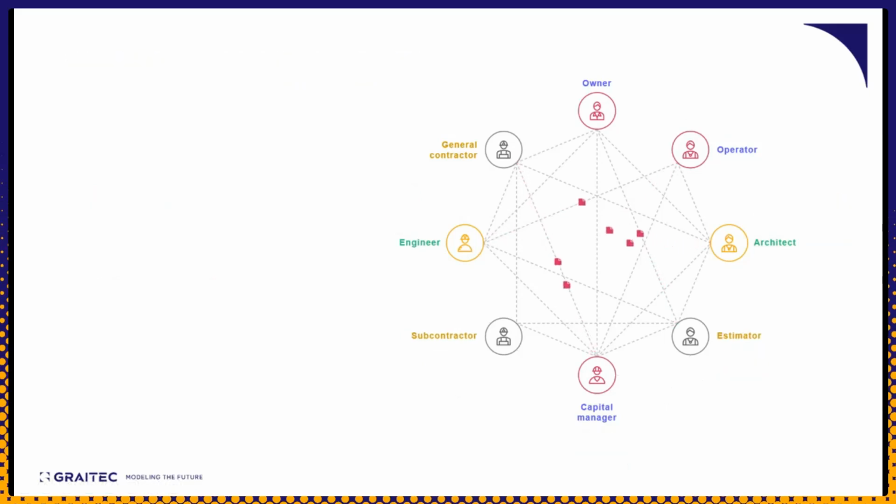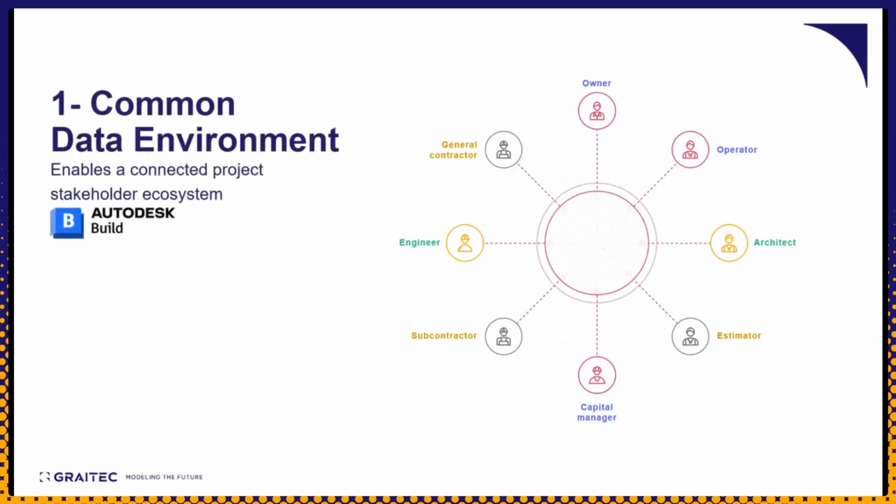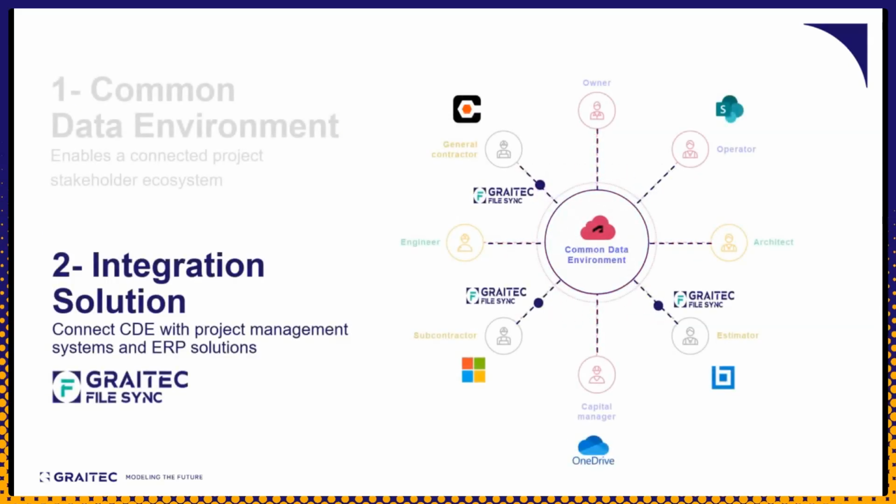Today, we're focusing on two critical components for eliminating this chaos. First, by establishing Autodesk Build as your centralized common data environment, your single source of truth that connects field and office with real-time access to the same information. And second, using Graitec FileSync to bring all your scattered data from various systems and platforms into this unified environment, ensuring nothing falls through the cracks.